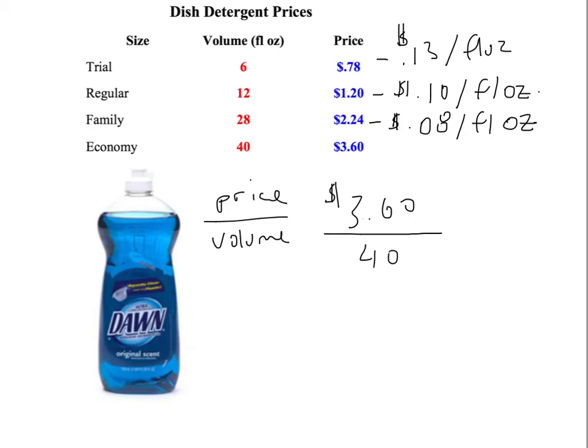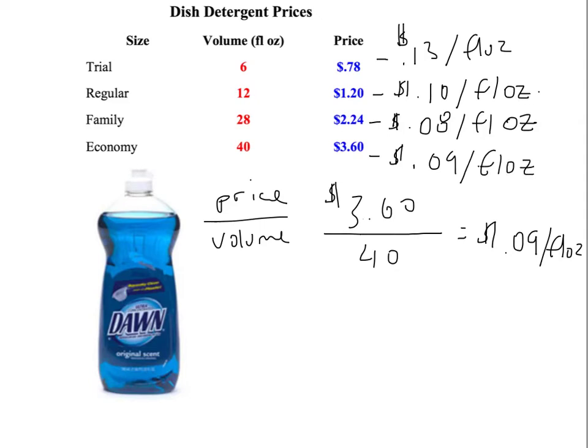But you get 40 fluid ounces in this one. So even though it costs more, it has more fluid ounces in it. So when I simplify that, this is my rate, I'm going to change it down to a unit cost. I get 9 cents, 0.09 per fluid ounce. So the economy size is 9 cents per fluid ounce.